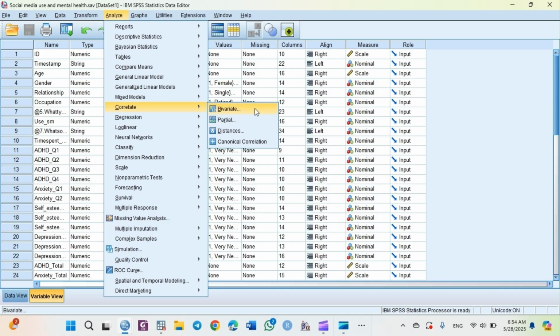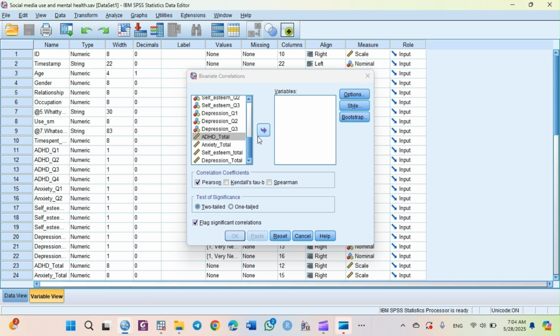Bivariate will be selected if you want to measure the relationship between two continuous or ordinal variables. Partial correlation is selected when you want to measure the strength and direction of the relationship between two variables while controlling for one or more additional variables. That means if you believe there are control or confounding variables that may affect the relationship between two variables, you can select partial and do the correlation analysis. We'll see that.